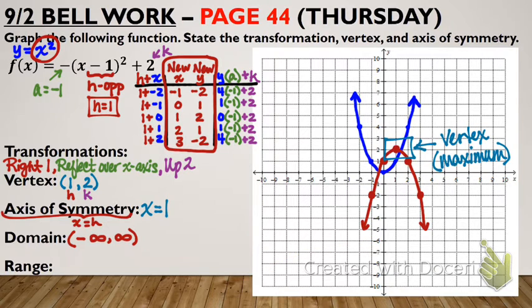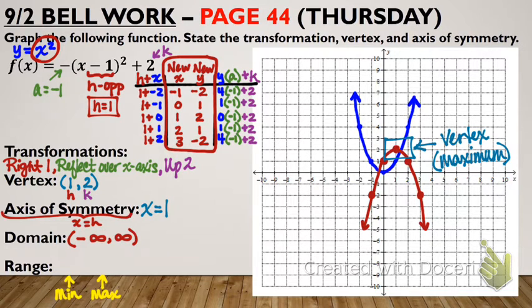So when we talk about our range, I always want the smallest possible output, the smallest possible y value first. And then second, we put the largest possible y value. Range is always talking about y's, so I'm only looking up and down. I don't care about left and right at all for this.